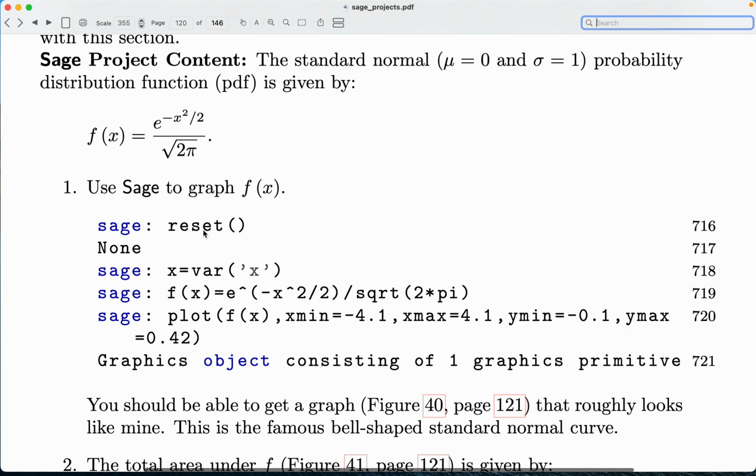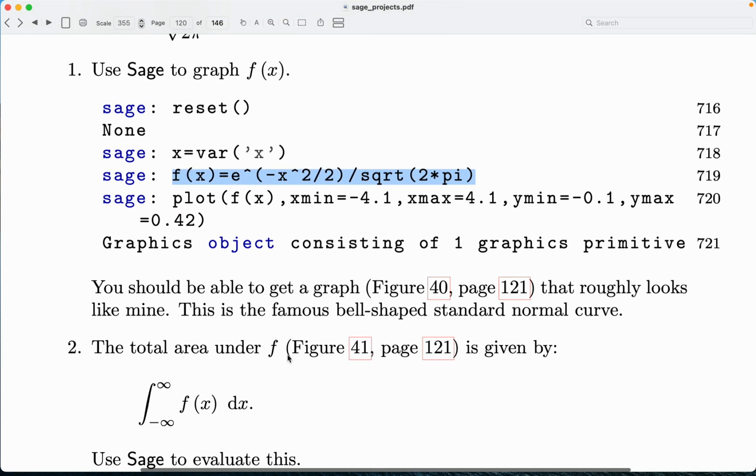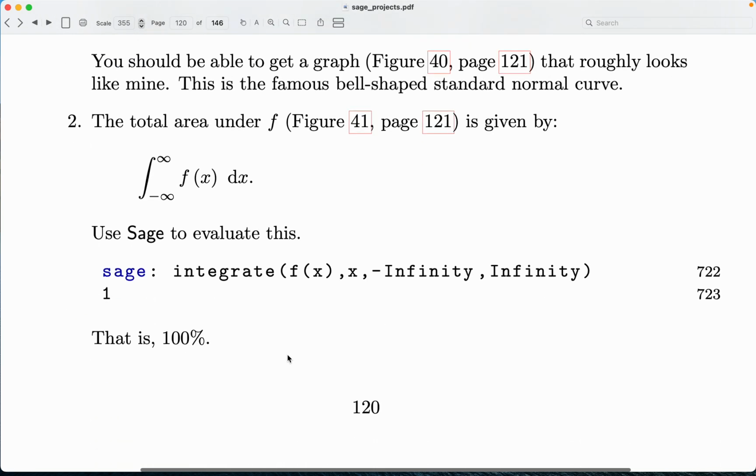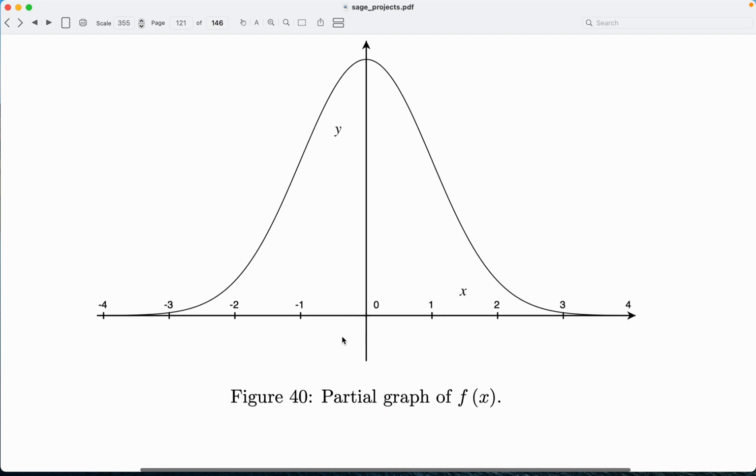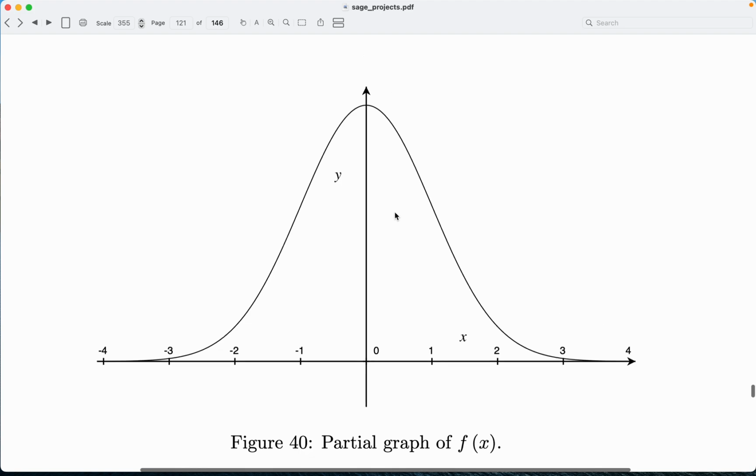Looking through the code, just to read through: resetting, defining the variable, defining the function. What function are we talking about? This is the function over here, plotting it out, and getting a picture of it. What you notice in the picture is a bell-shaped curve like this. It's a partial graph of f of x, a normal function, a bell-shaped curve.